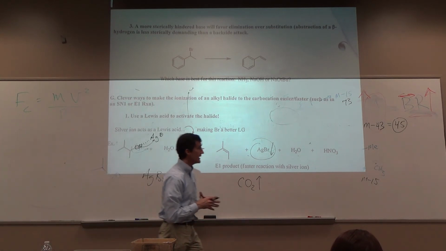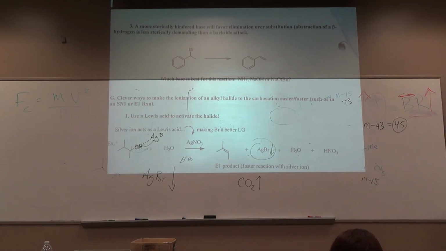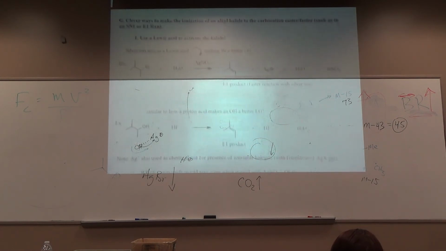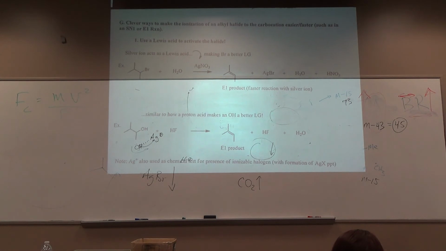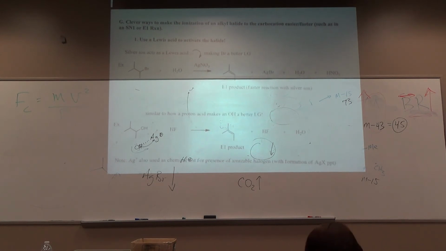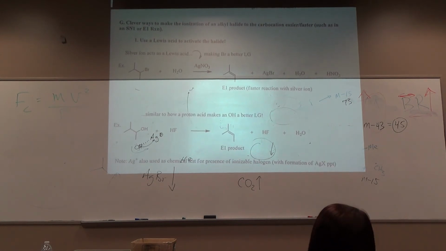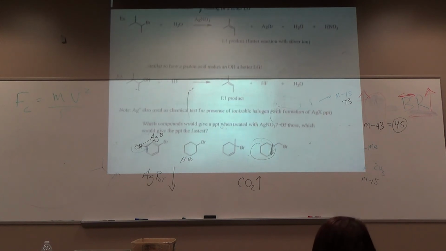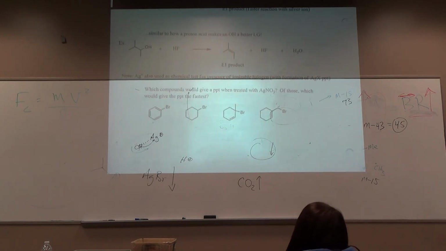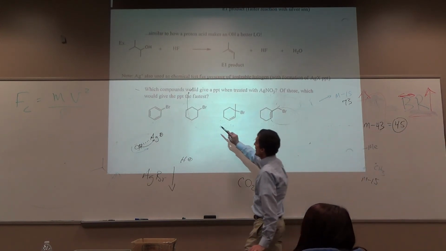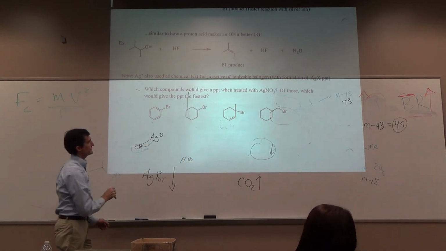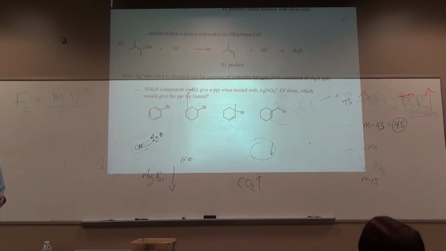Okay, so silver ion. Let's see what else it takes. Well, it's similar to using H plus to make an OH a better leaving group. You can actually use this as a chemical test. Which compound would give a precipitate when treated with silver nitrate? Which compounds?